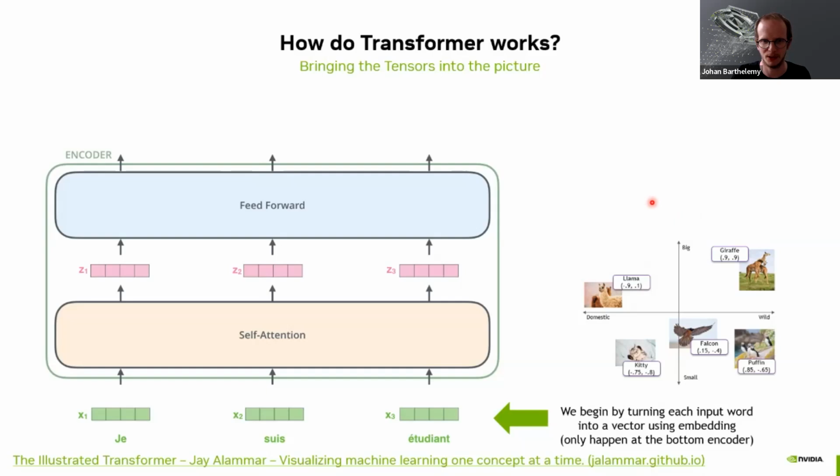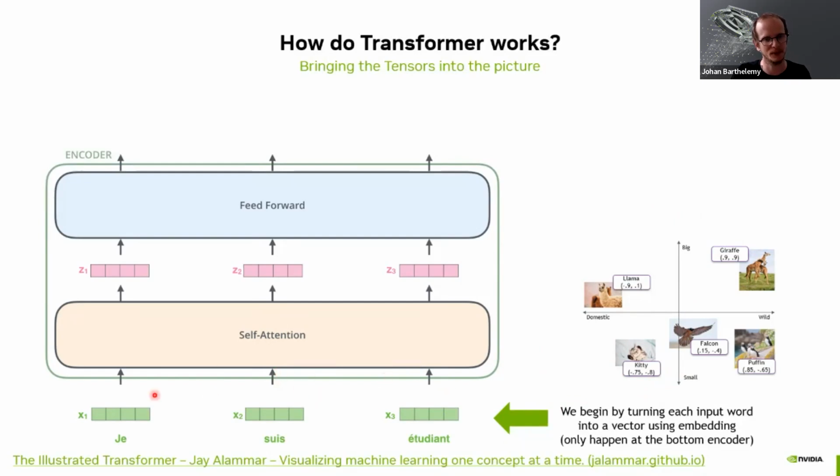So if you look at domestic and small, you could have kitty there. But if you've got something big and wild, you can have a giraffe. If you have a dog, that's probably going to be smallish and domestic as well. So the goal is to take a word and map it into an embedding. It can be any number of dimensions. And that embedding is also something that is learned by the network. You don't need to input it yourself.